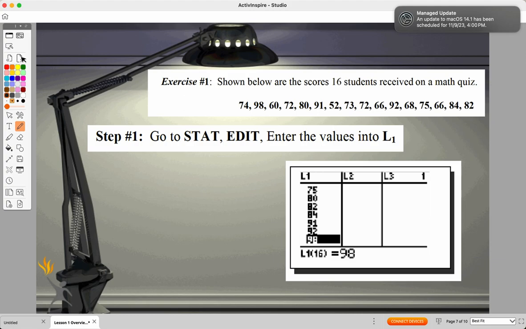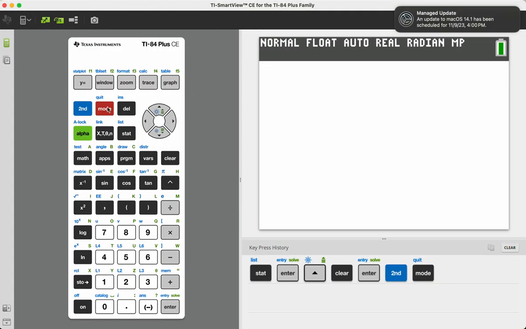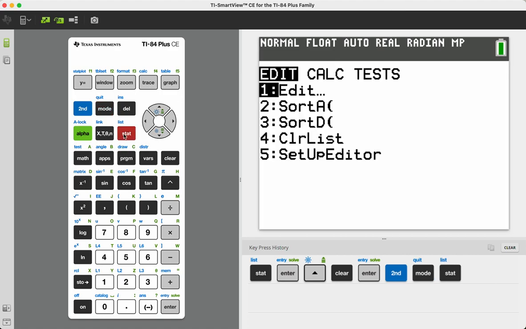I've got the exact notes right here in front of me, but I'm going to bring up my calculator on the screen. This is my example of the TI-83 Plus, TI-84 Plus CE Smart View from Texas Instruments. Let's take a look at how your calculator works on this. We're going to be using the stat function. So you can see in your notes, you're going to hit that stat button. It's going to bring up this menu right here.